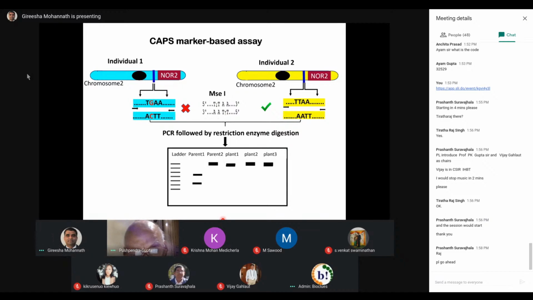Okay. So you can do the same thing for a mapping population. You have homozygous for one or the other, or it can be heterozygous. For example, if you see 3 bands, it means it is heterozygous. All right.